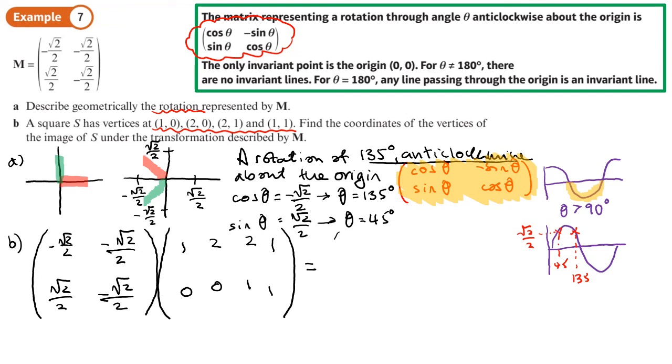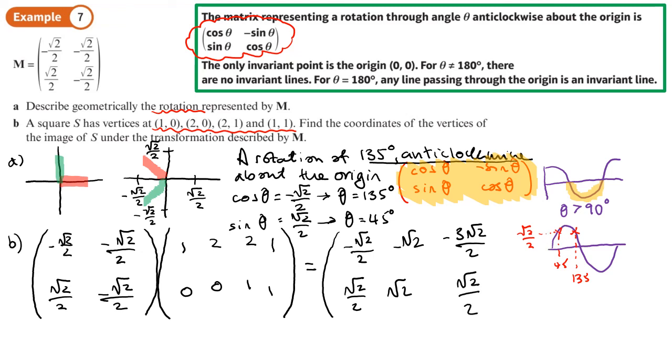Now, when we do that, you could use your calculator to help you multiply them out, but by the time you've typed everything in, it probably would have been easy to do it manually. So we end up with negative root 2 over 2, root 2 over 2 in the first column. Second column will be negative root 2 and then root 2. Then the third column is going to be negative 3 root 2 over 2 and root 2 over 2. And then the last column is going to be negative root 2, 0.